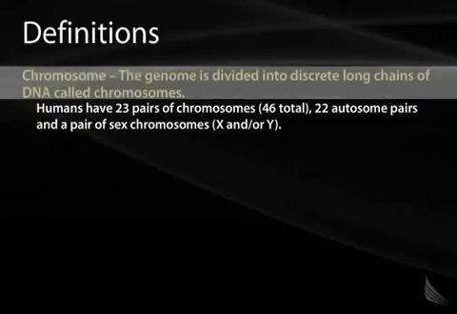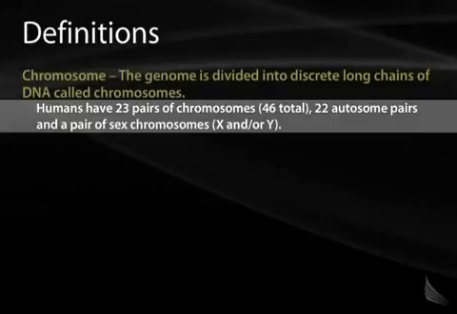Now, a chromosome is a piece of DNA coming from the genome. So the genome is divided into discrete long chains of DNA, and we call these chromosomes. Humans have 23 pairs of chromosomes for a total of 46 in each cell. 22 of these chromosomes are called autosomes, and then there's also a pair of sex chromosomes consisting of either 2 X's or an X and a Y.